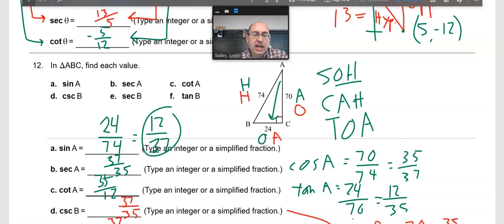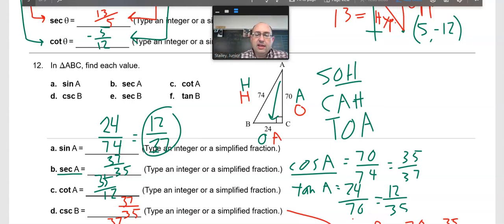Then you go to secant A. Now, when they want the secant on letter A, look what I did over here on the right. I found the cosine first. Cosine goes with secant. They start with the opposite letter. So the cosine of angle A, that's 70, the adjacent side, over the hypotenuse. 70 over 74, reduced it, 35 over 37. Then I could go find the secant by flipping it over. So always think regular trig function first, and then if I need a reciprocal, I find it.